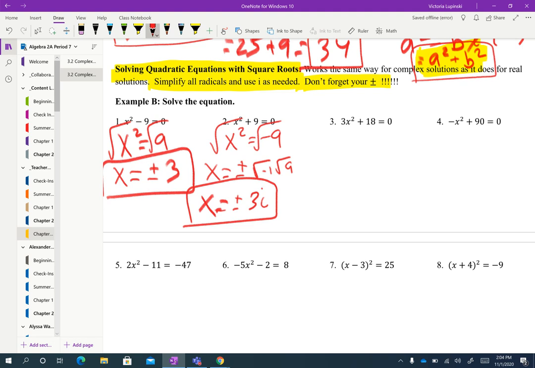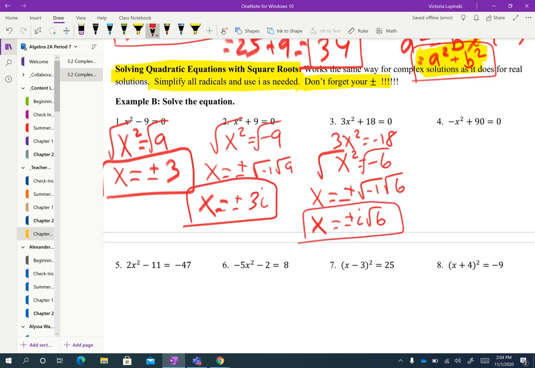For number 3, start by subtracting 18. Then divide by 3. x squared is equal to negative 6. Take the square root. When you take a square root, plus or minus. The square root of negative 6, there's a square root of negative 1, and then you can't break 6 down into anything simpler. So the only thing you can take out is an i radical 6. Remember the rules. When you have an i with a whole number, you should put the whole number first and the i second. When you just have an i and a radical, you should put the i first and the radical second. We'll see in a minute what it would look like if you have all three.